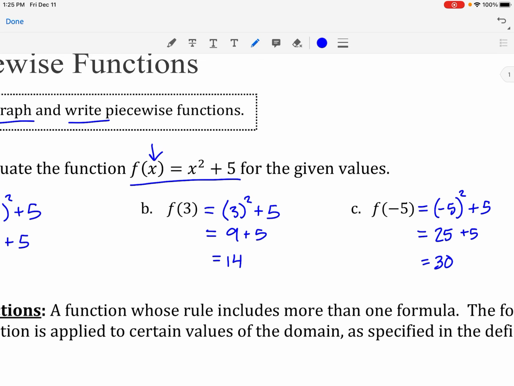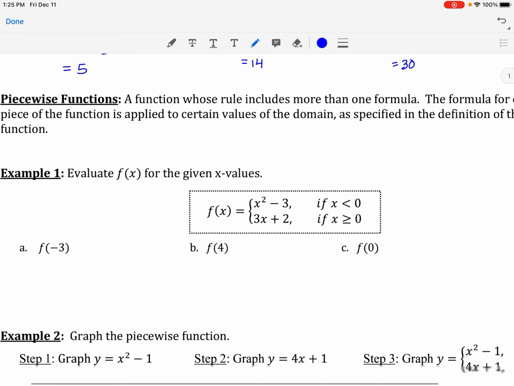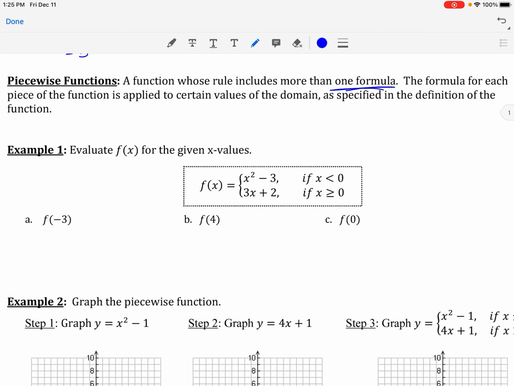Okay, so now let's move on and see if we can do this with piecewise functions. Piecewise functions are functions that have more than one rule, more than one formula. The formula for one piece of the function is only applied to certain values of the domain, which again is our x values, as specified in the definition of the function.